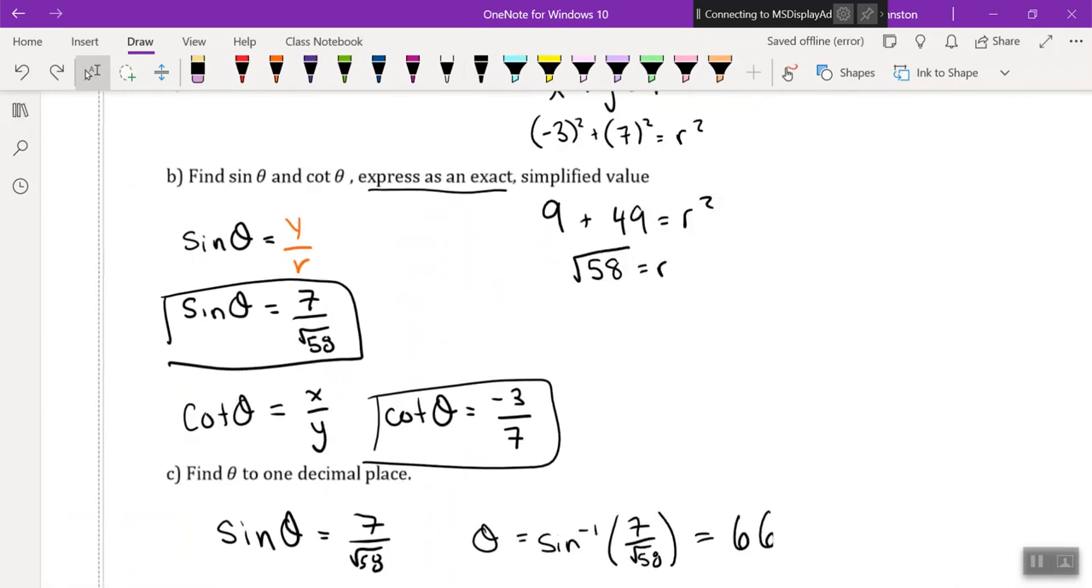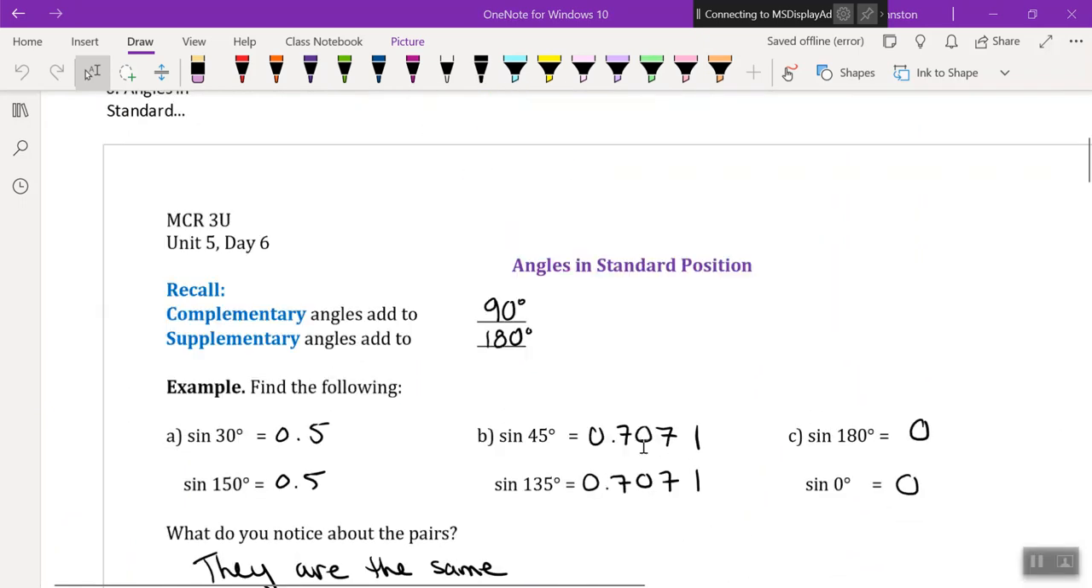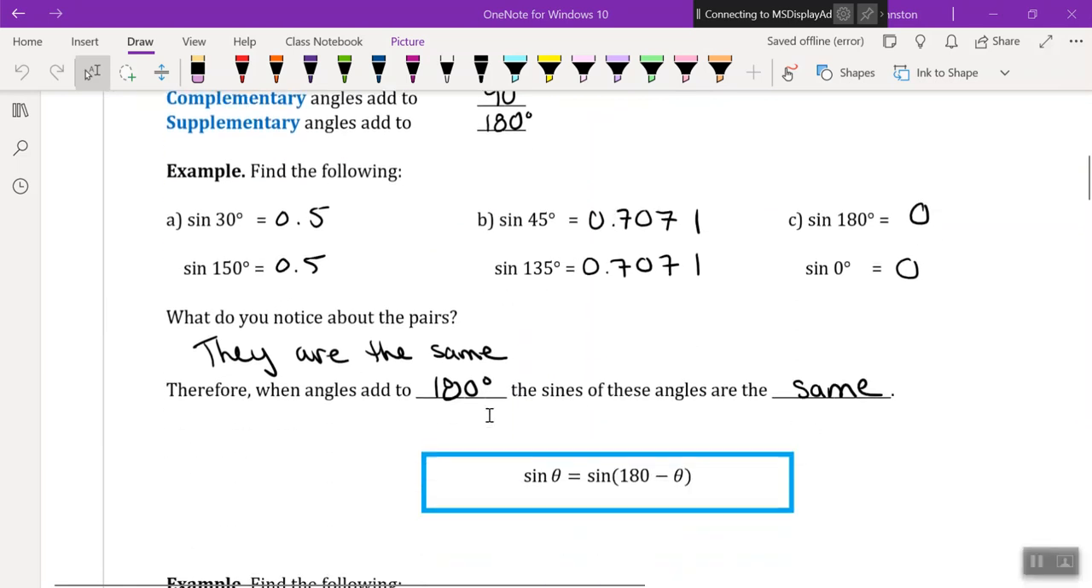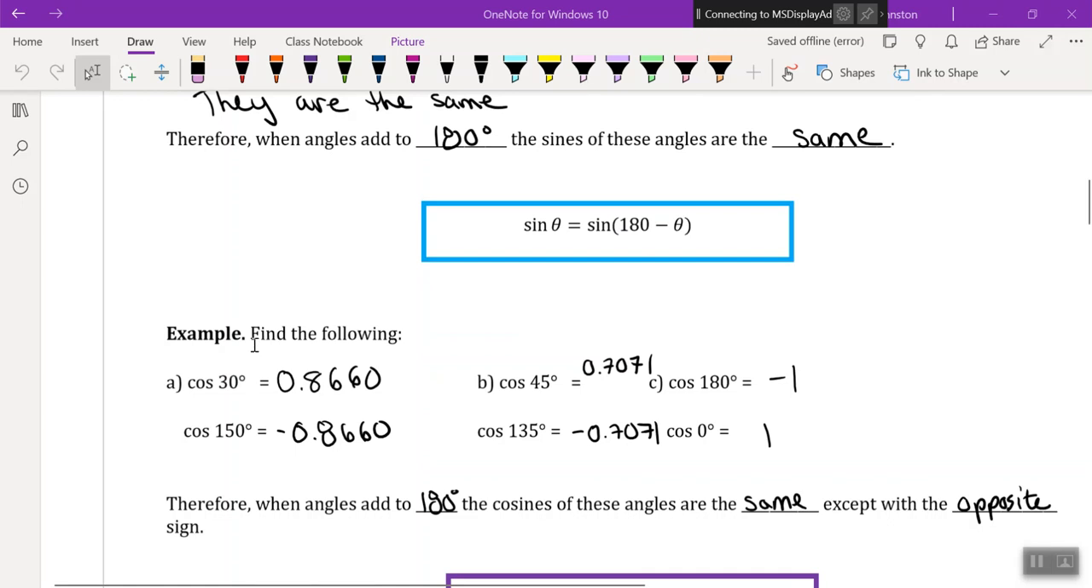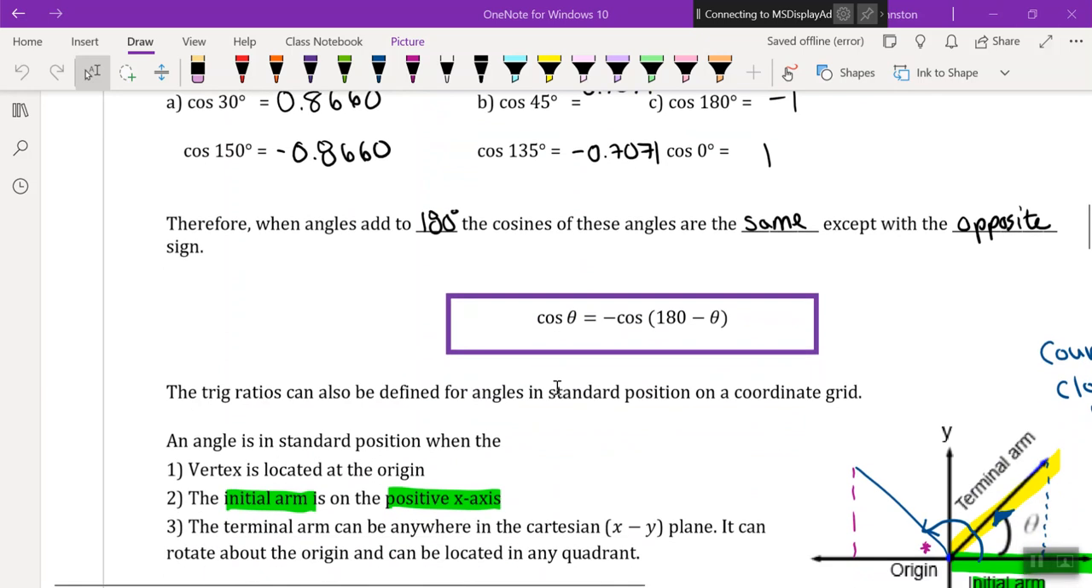And angles. All right, and then we're looking at angles in standard position. Complementary angles are 90 degrees. Supplementary angles are 180. Okay, so here we're just trying to find the following. So you're just typing those into the calculator.